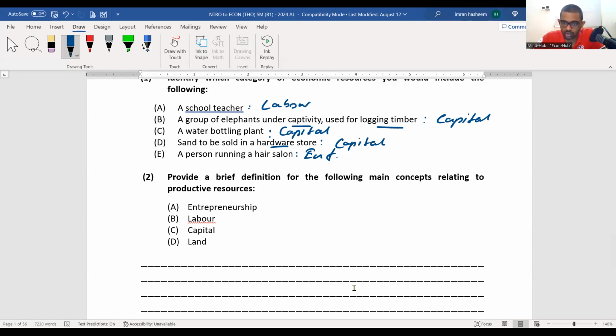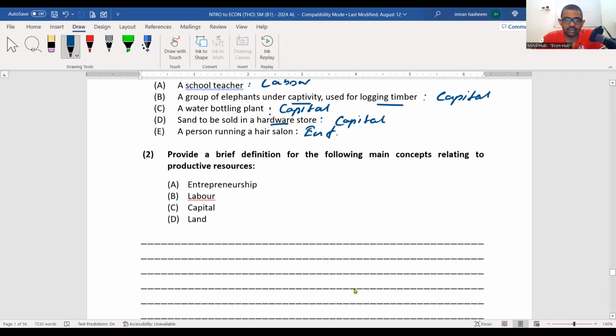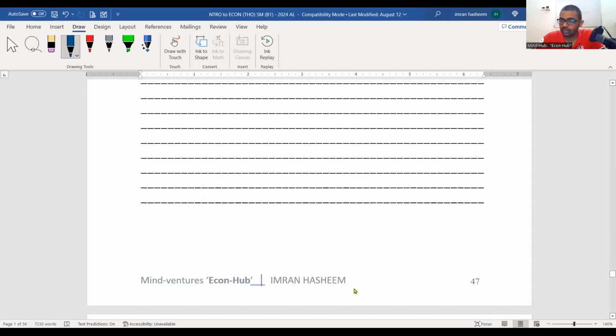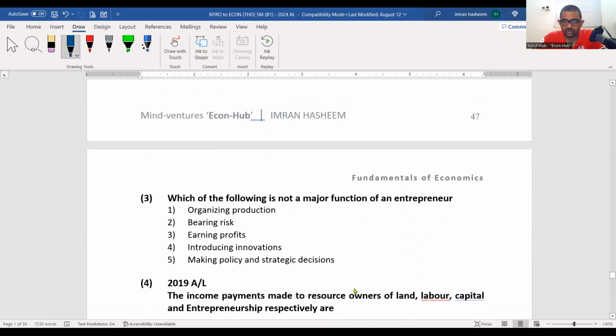Normally the definition has 2 components. I would like it if you write both components. The first 1 or 2 line thing, and then with the features we talk about it. So 2 paragraph definitions for entrepreneurship, labor, capital, and land. Make sure you do this. Put pen on paper and write, then only you remember. Okay? Right. Manage the space and do that.